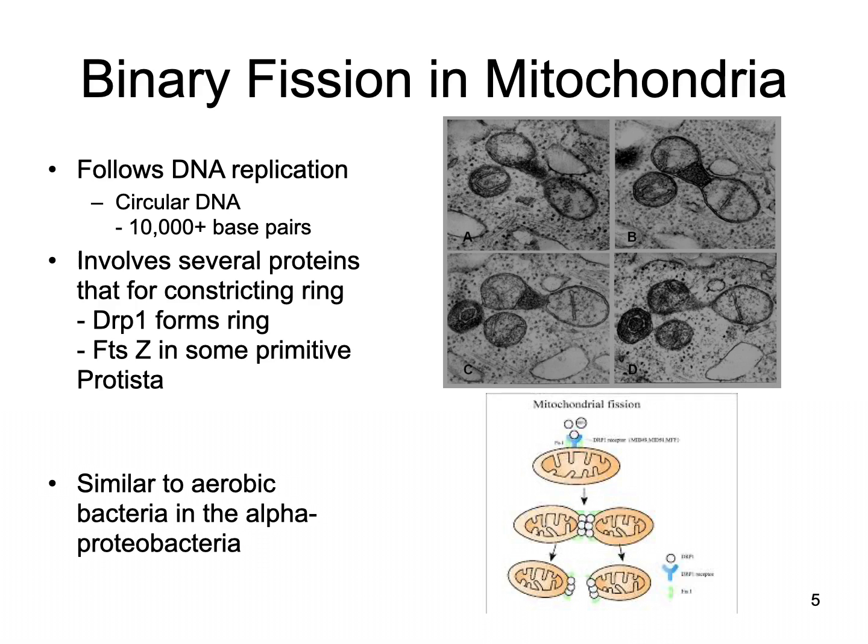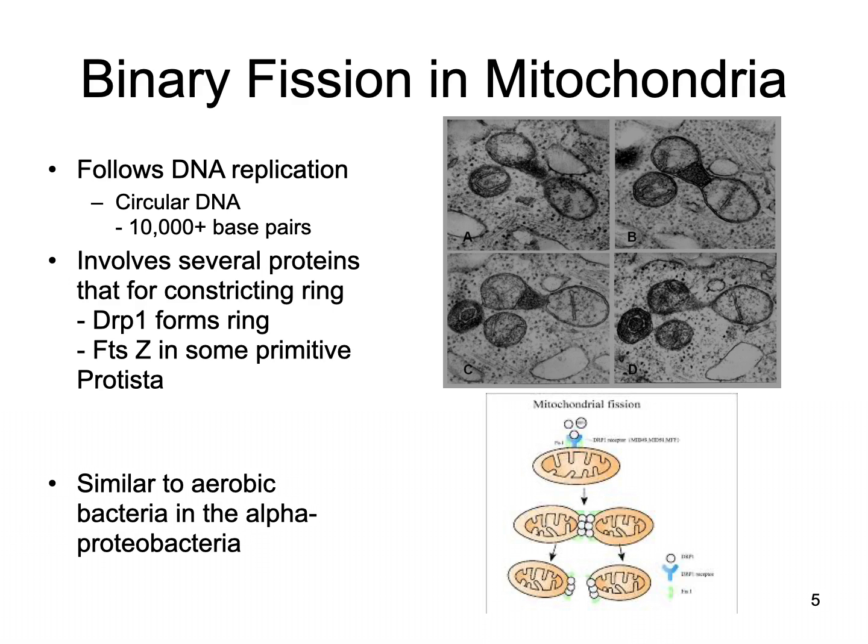Likewise, you have a similar process in mitochondria. They have binary fission again following DNA replication. Again, here the chromosome is quite small. In humans, there's only about 10,000 base pairs on that single circular DNA chromosome in the mitochondria. But again, it involves several proteins that form a constricting ring between the two chromosomes. In humans, the protein is DRP1, which forms a ring and is a cytoskeleton-related protein. But in some primitive eukaryotes, they do have the FtsZ protein, particularly in single-celled eukaryotes called protista.